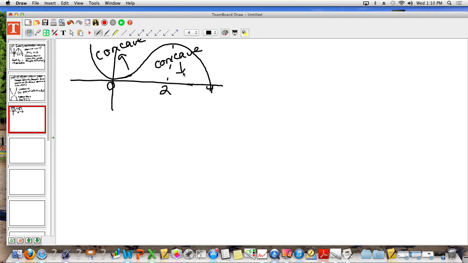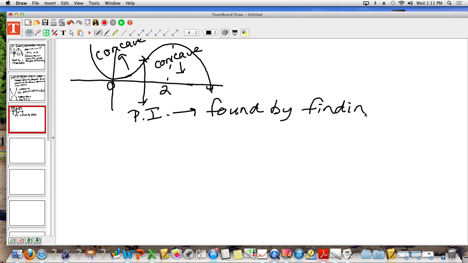So this point right about here, this is what we're going to concentrate on finding today. This point right here, take a wild guess what that point is called. Very good. That is our point of inflection, which I am going to label as being PI. And the PI can be found by what, you guys? Second derivative. Found by finding, probably not very good grammar there, found by finding the second derivative.